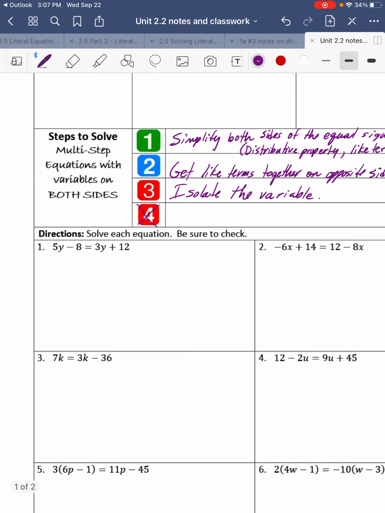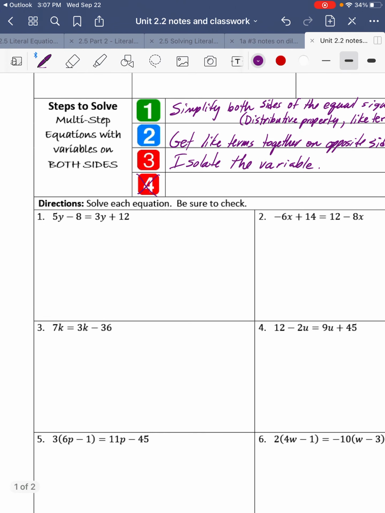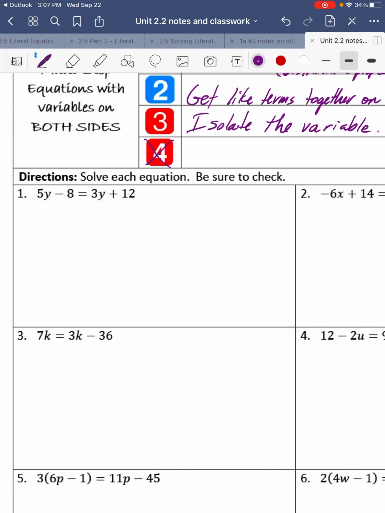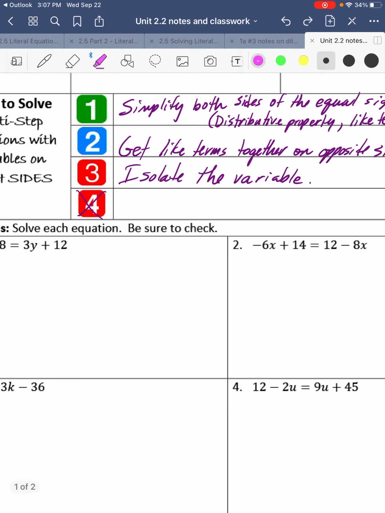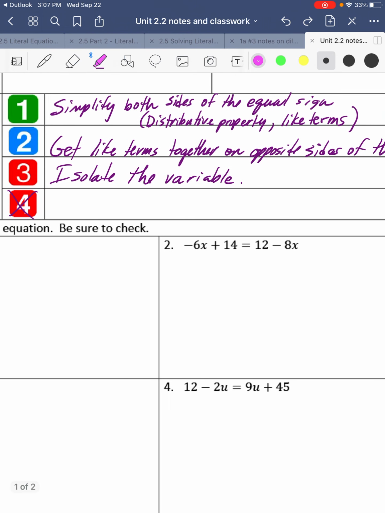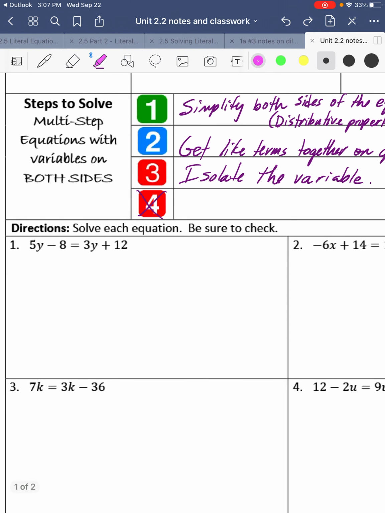So let's work on number 1 here. So number 1 is we have left side of the equation 5y minus 8, no like terms there. Right side 3y plus 12, no like terms there. So there's no simplifying. So step number 1 is done. Step number 2, get the like terms together on opposite sides of the equal sign.